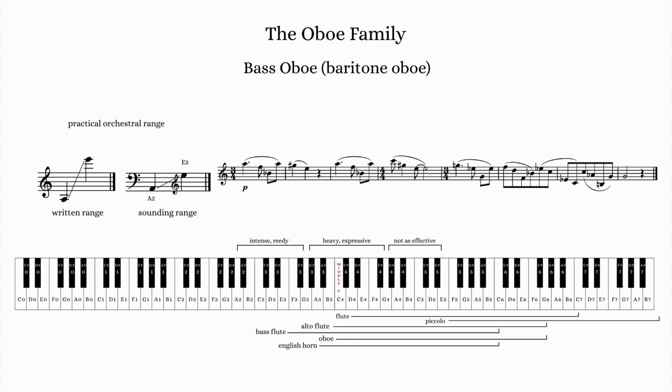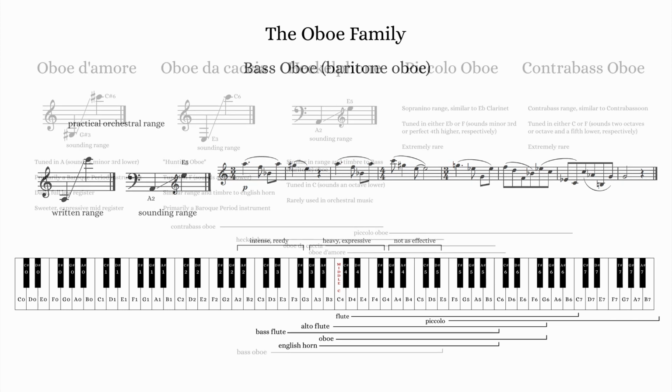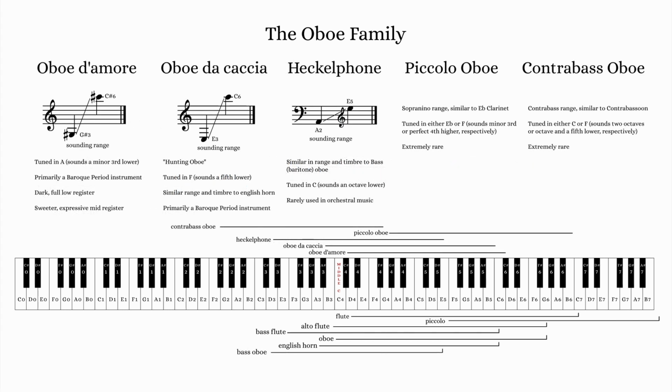Unfortunately, like the bass flute, this is yet another instrument that orchestral players rarely have access to. Other oboe variations include the oboe d'amore, which fits in registrally between the oboe and English horn, the oboe da caccia, which was primarily used in the Baroque era, the Heckelphone, which is similar to the bass oboe as I mentioned, the piccolo oboe, which is the highest pitched member of the oboe family, and the contrabass oboe, which is either pitched 2 octaves below the standard oboe or an octave and a half. While the oboe d'amore and oboe da caccia are still used on occasion in solo or chamber works, they are rarely used in orchestral settings, while the others are even more rare.